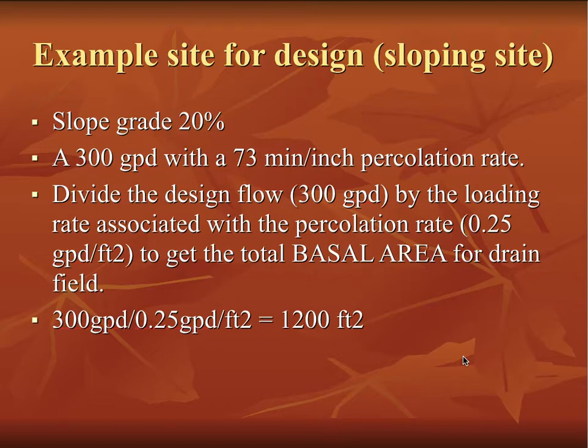So let's assume that our slope grade is pretty big. Let's say it's 20%. So taking the same system of 300 gallons per day with that 73 minutes per inch percolation rate, which has that loading rate associated with it of 0.25 gallons per day per square foot, we'll do that same calculation to get our 1,200 square feet of overall basal area. So same thing so far.